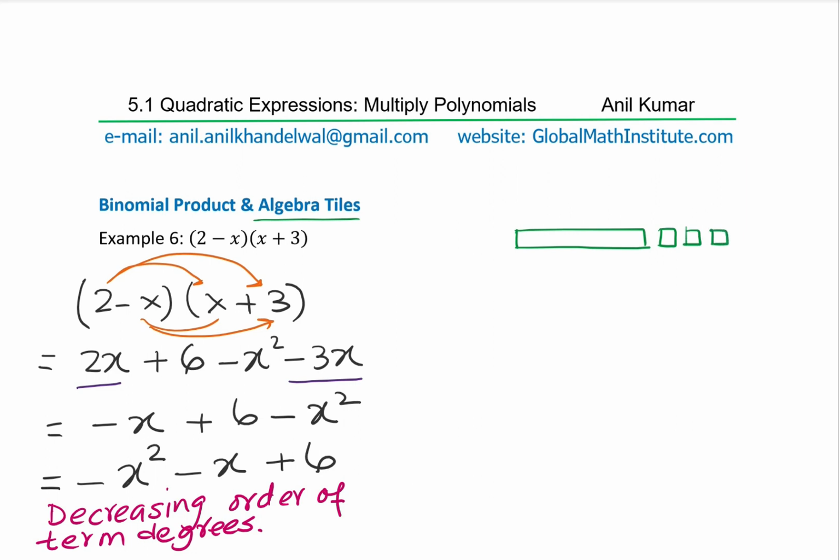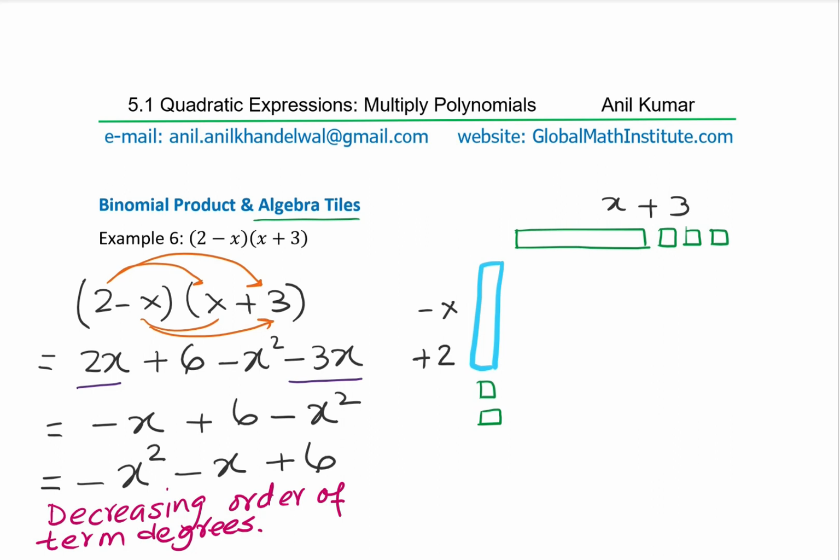2 minus x. For minus, we'll use blue color. So we'll say this is minus x, and 2 is positive, so green color. So 2 units. Does that make sense to you? So now, let me rewrite here. We got x plus 3. Let me write x first. X plus 3. And on this side, we got minus x plus 2, right?